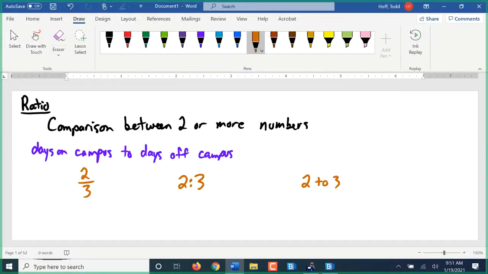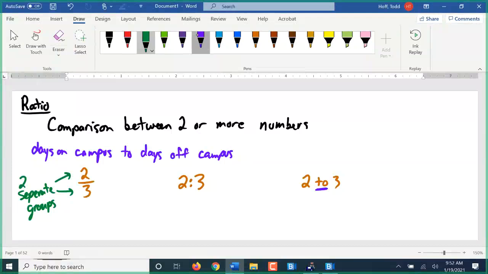"to." Now when I write it with this word here, I have to be careful about the situation. There are 2 different types of ratios. And that wording changes depending on what type of ratio we have. The type of ratio we have here is we have 2 distinct groups. My days off campus and my days on campus are different days. They're not included in the same group.